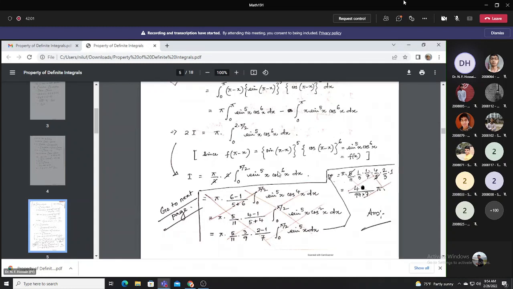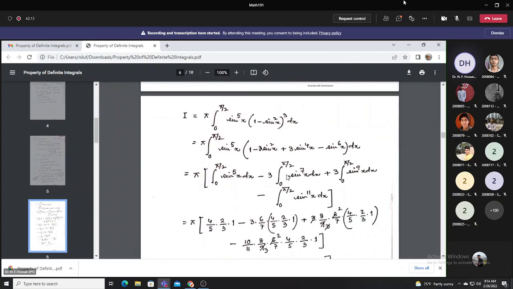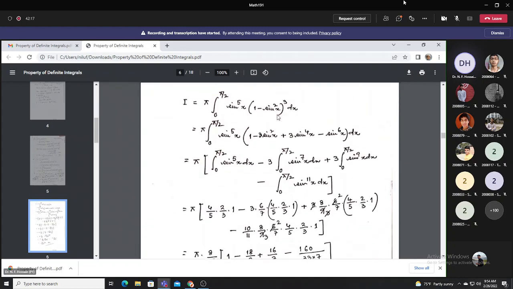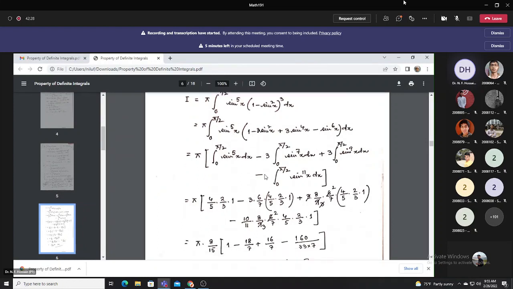Now you can write this cos to the power 6x. I have cancelled this part. We will go to the next page. Cos to the power 6x means cos square x whole cube. And cos square x means 1 minus sine square x. Then find the whole cube: a cube minus 3a square b plus 3ab square minus b cube. So then you do this multiplication and you will get how many integrals? There will be 4 integrals with limit 0 to pi by 2.